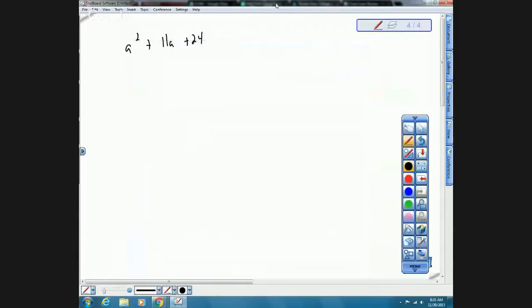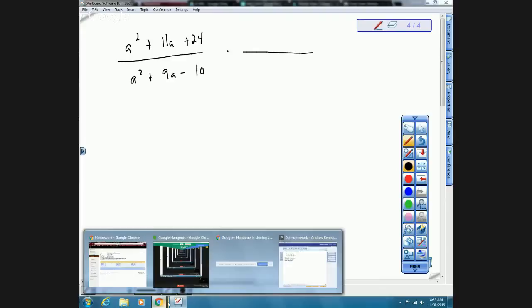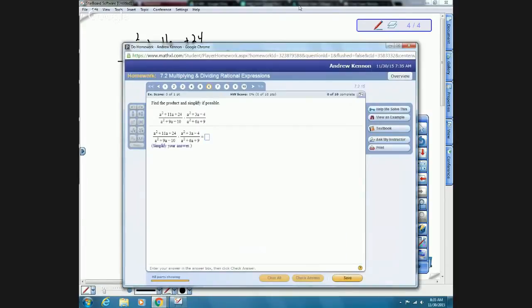A squared plus 9 minus 10. Negative 3. Positive.